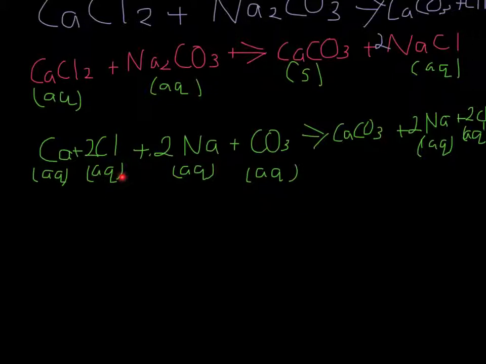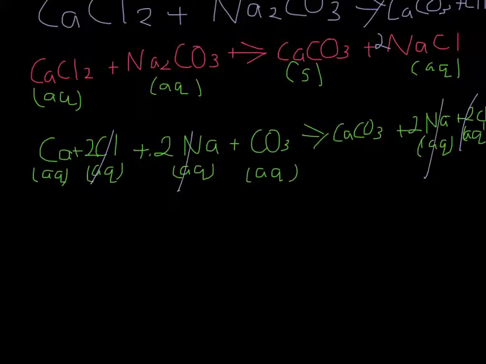Now we look for our spectator ions. Our spectator ions are the ones that don't participate in the reaction. So we know that anything that is the same on both sides is going to be a spectator ion. So we'll look for things that are the same. We have 2Cl on this side and 2Cl on that side, so we can cross those both off. We have 2Na on this side and 2Na on that side.